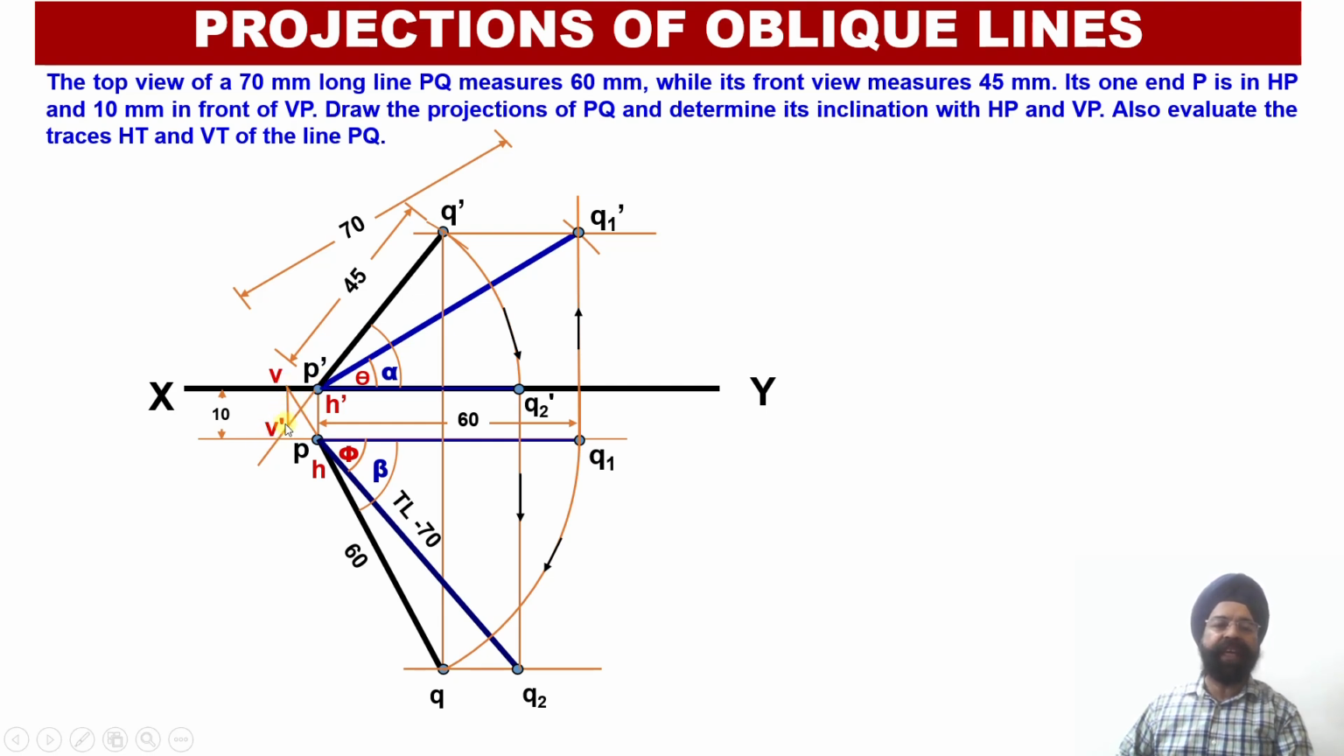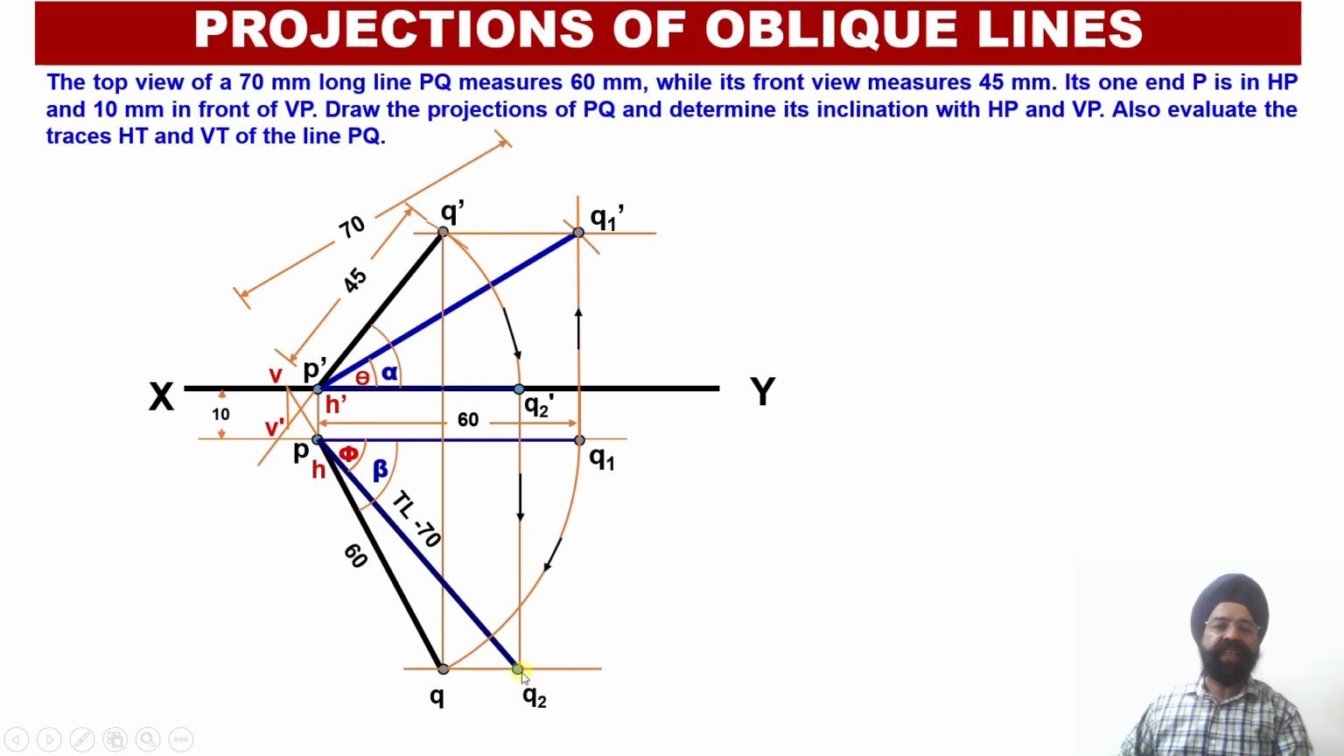Now, once I measure this vertical projection distance between points V and V dash, this will provide me the measurement of the vertical trace of the line. So this is the vertical trace of the line. Another thing we can verify: points P dash, Q dash, H dash and V dash will lie alongside one projection line. Similarly, points P, Q, H and V will also be lying alongside one projection line.